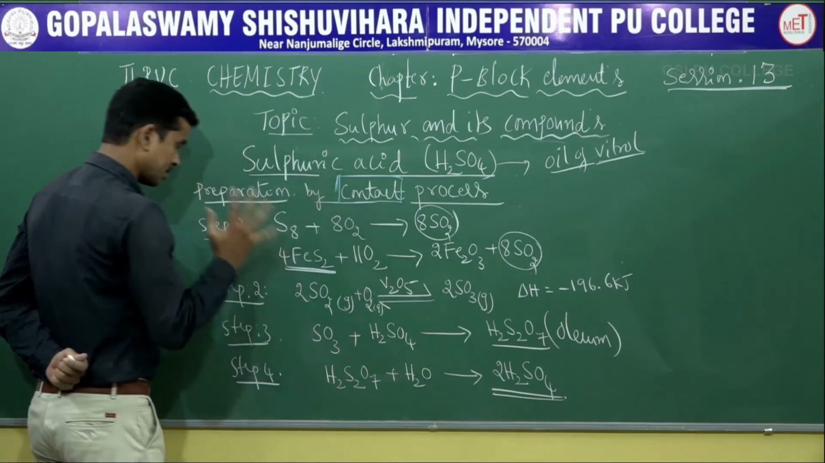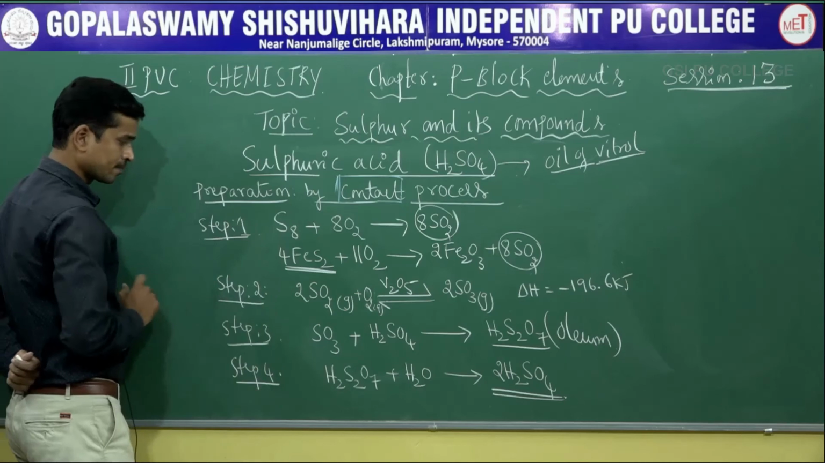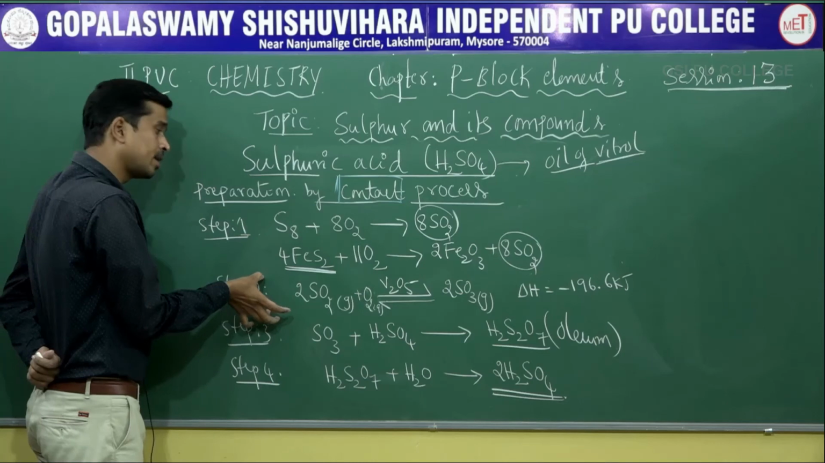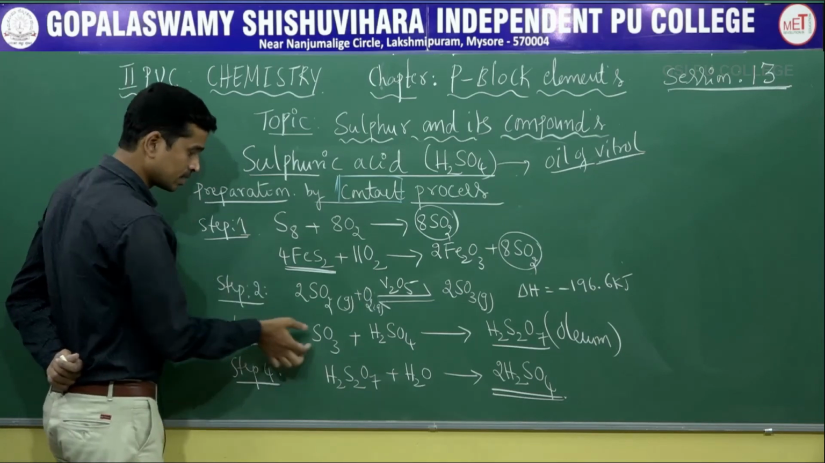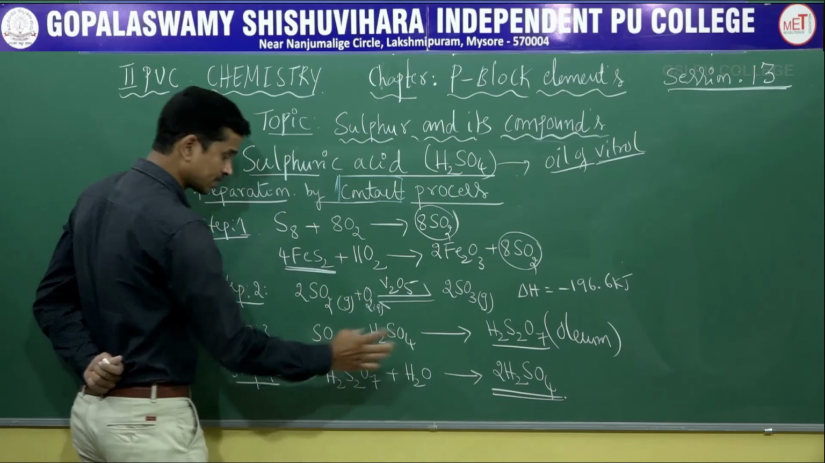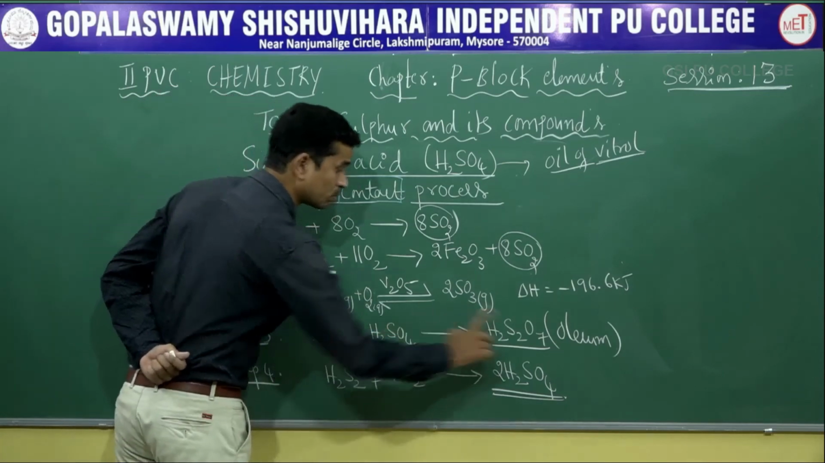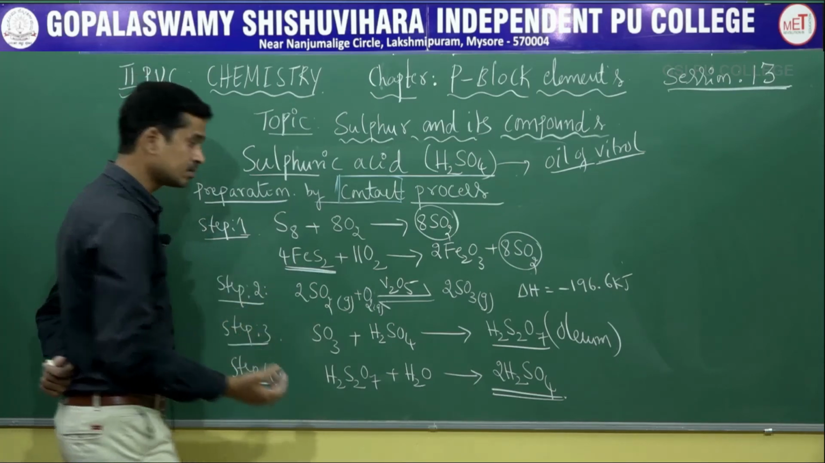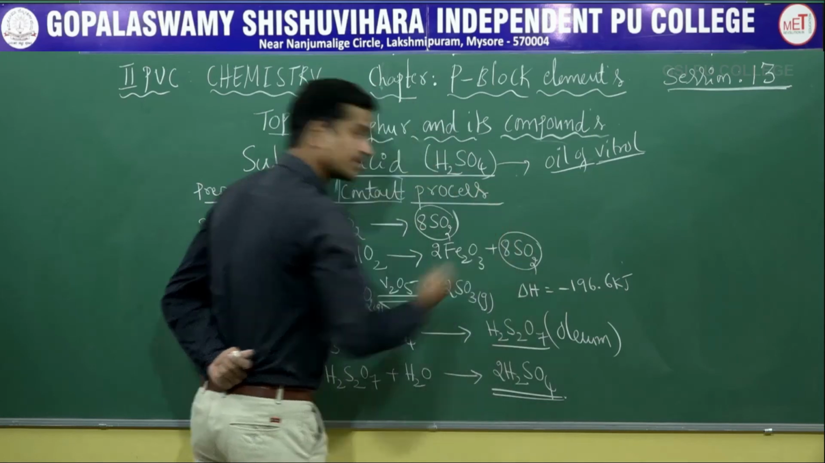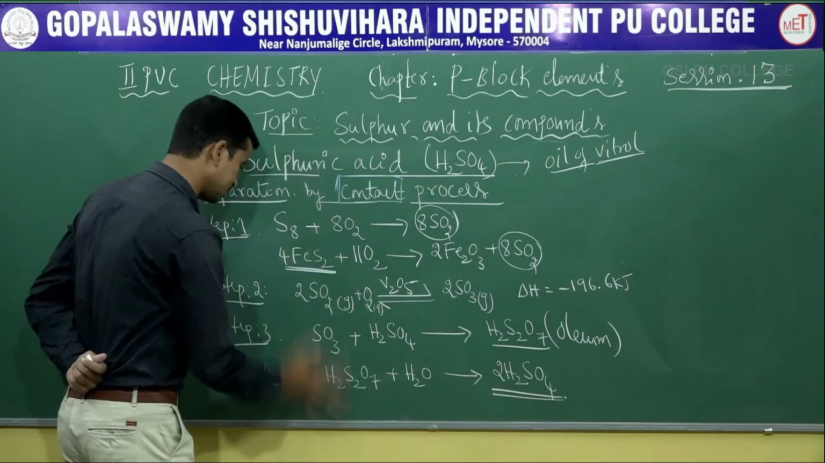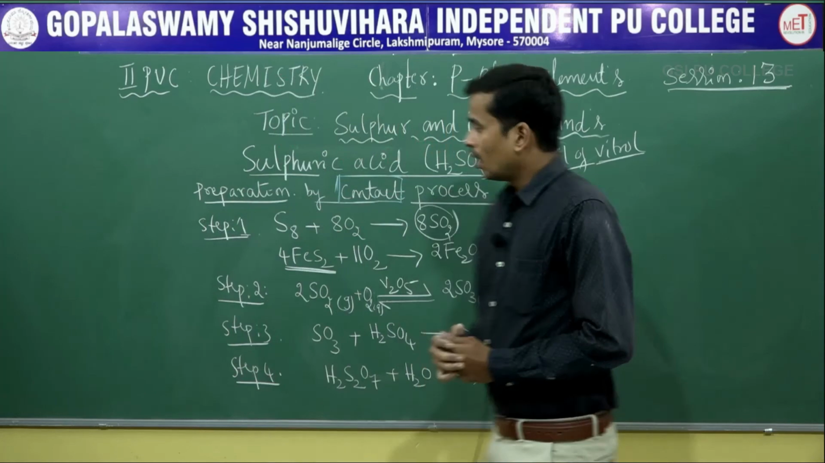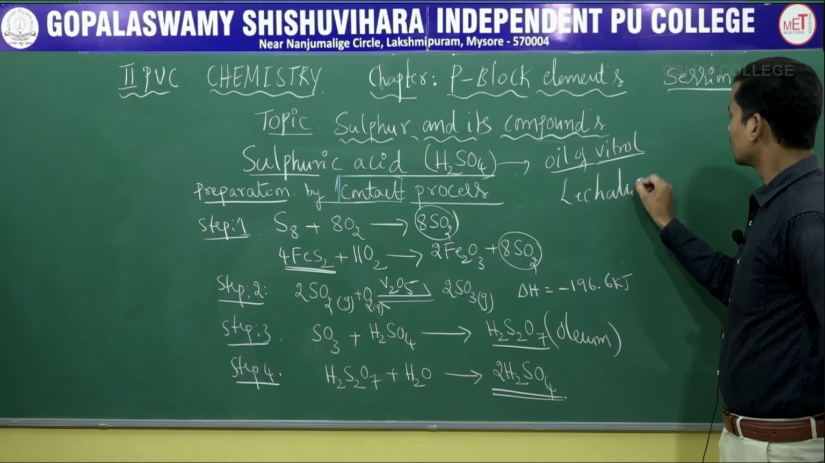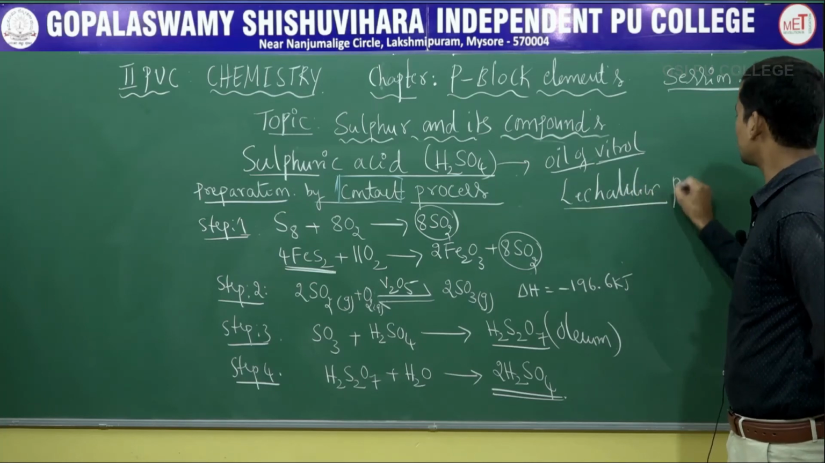In the fourth step, this second step is very important both in your competitive and your board exam. Suppose you are asked to complete the reaction: SO3 plus H2SO4 gives what? H2S2O7. Write the formula for oleum: H2S2O7. These are the important steps. Next, according to Le-Chatelier's principle.